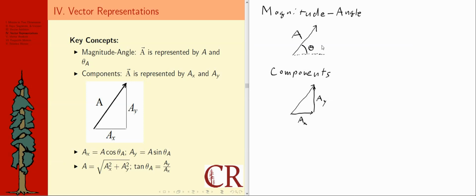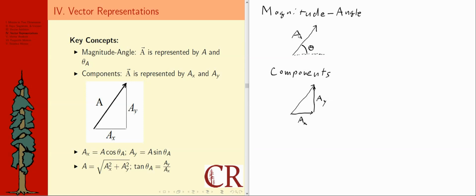It might arguably be that the idea of a vector is more closely tied to the magnitude-angle representation. And it says here on the slide, as a key concept, that a vector is represented by a, which represents the magnitude, and theta sub a, which represents the angle. And I've drawn that up here in my whiteboard section. I've just put the label a, again, to represent magnitude.